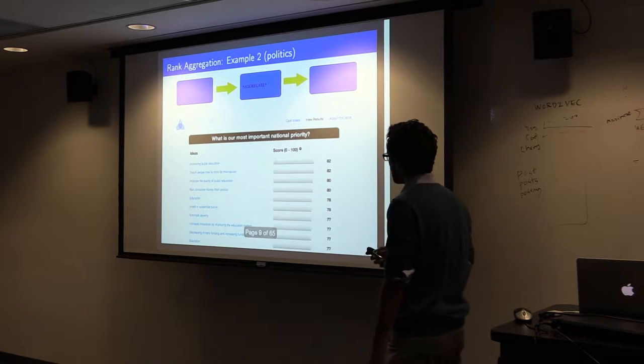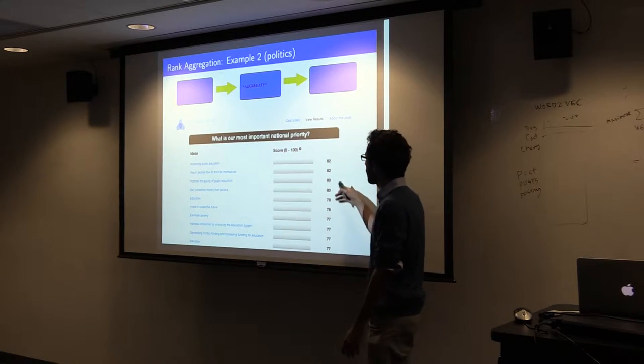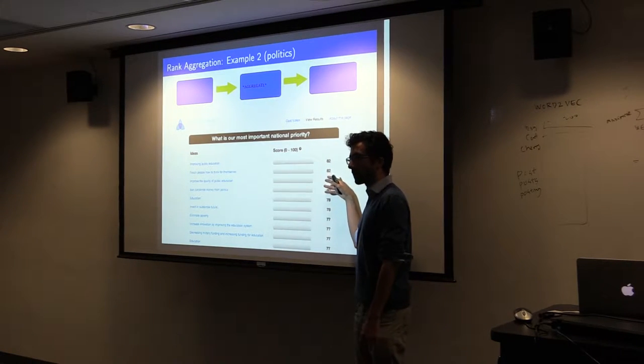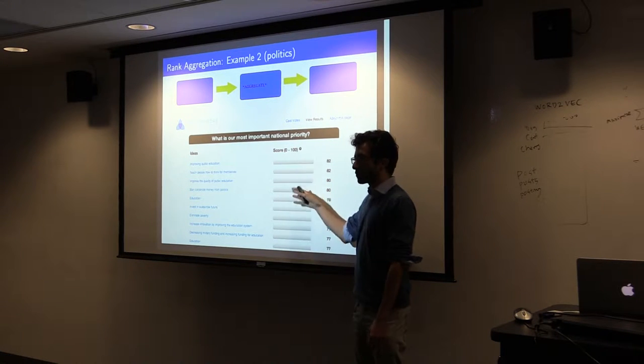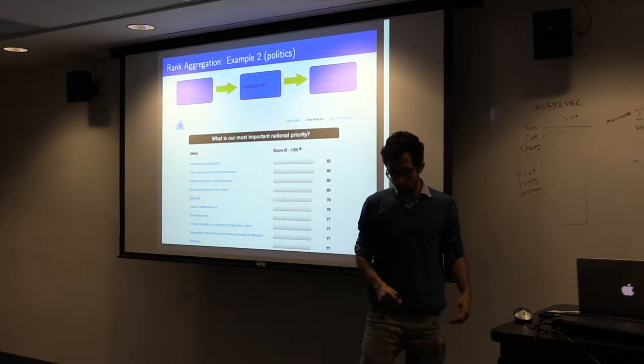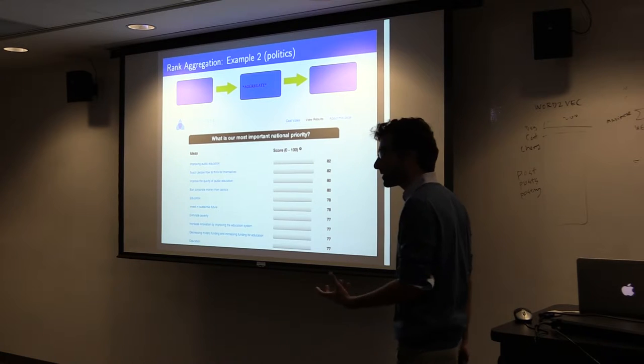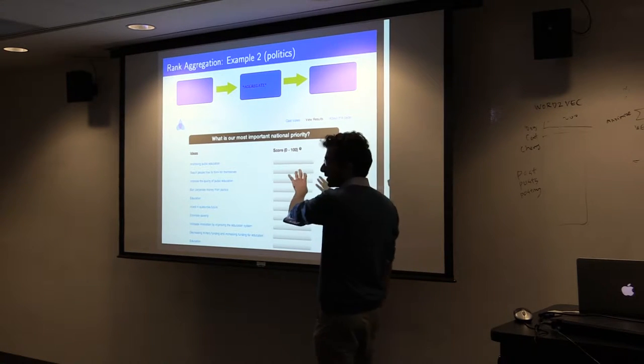And then from those comparisons, we want a sort of scored ranking of the user's preferences. So not just a ranking, but we would like to understand some level of intensity for each of the preferences.